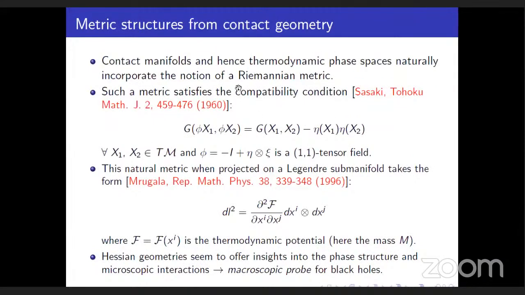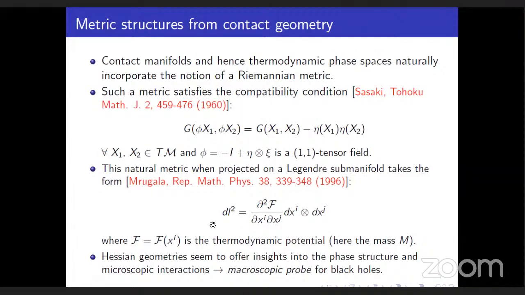The final thing I would like to point out is that such metric structures, Hessian metric structures, can actually arise from the contact structure of the thermodynamic phase space. For example, Sasaki introduced the concept of a contact metric manifold, so these things carry his name. They're called Sasakian manifolds, where you have a metric which is compatible with the contact form, and there is a compatibility condition to be satisfied.